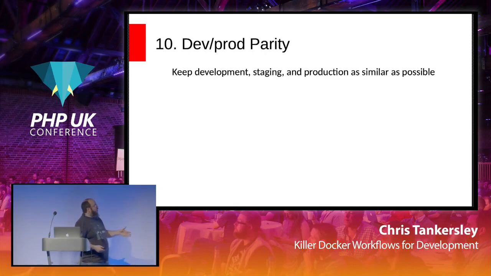So we want to keep that as similar as possible. That cuts down on a lot of those problems. And then you're left with just development issues where, for example, I ran a composer update and a new library has broken something, or weird little machine-specific problems.